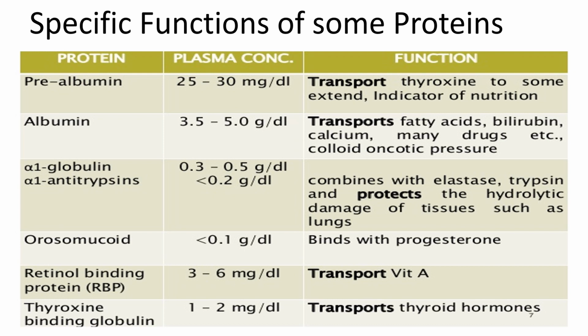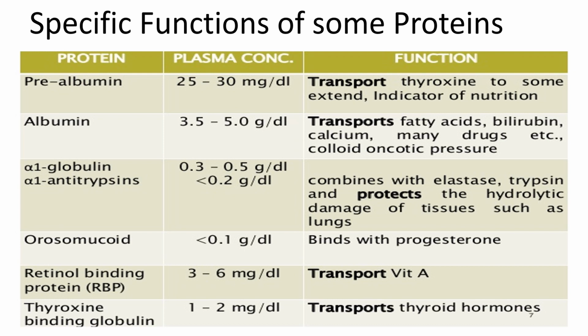And then alpha 1 globulin, they are in a concentration of 0.3 to 0.5 grams per deciliter, and they combine with elastase and trypsin and protect against the hydrolytic damage of tissues such as the lung. Then retinol binding protein: vitamin A is present in the body in 3 different forms: retinol, that is the alcohol form, retinal, and retinoic acid. So retinol binding protein is responsible for the transport of vitamin A, and it is in a concentration of 3 to 6 milligrams per deciliter.